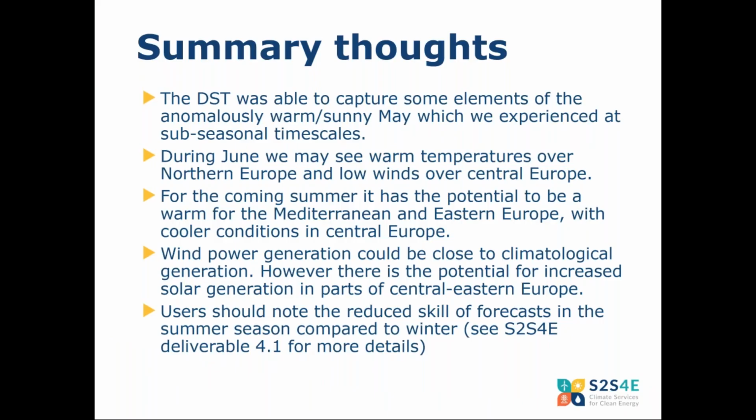So just to summarise, the DST was able to capture some elements of the enormously warm and sunny May, which we experienced at sub-seasonal timescales. The temperature forecasts were actually very good 4 weeks out. Solar radiation, potentially out to 2 weeks. We had some useful signals there in that field. So during June, we may see warm temperatures over Northern Europe and low wind speeds over Central Europe. And for the coming summer, it has the potential to be warm over the Mediterranean and Eastern Europe with cooler conditions in Central Europe.